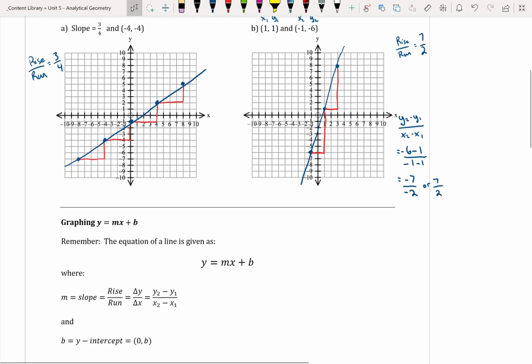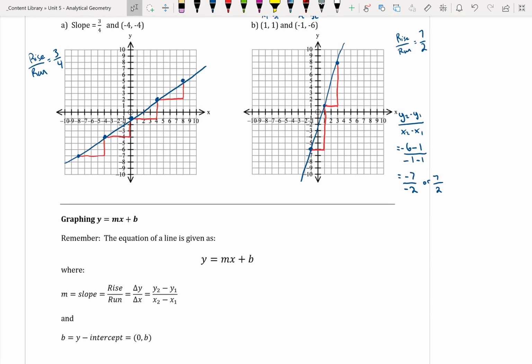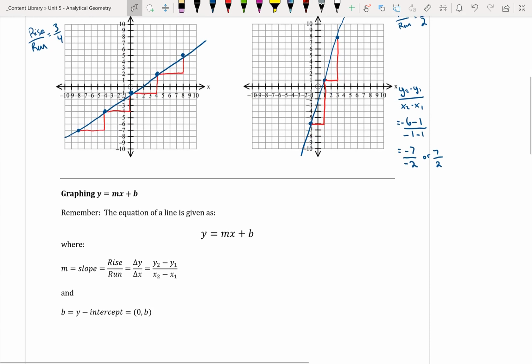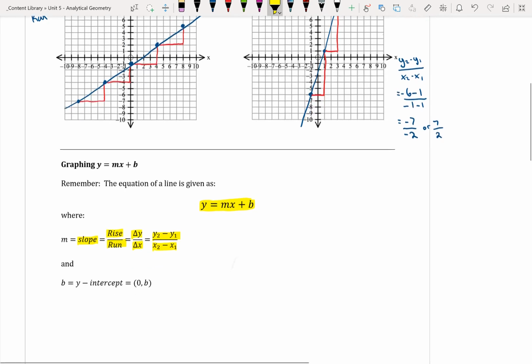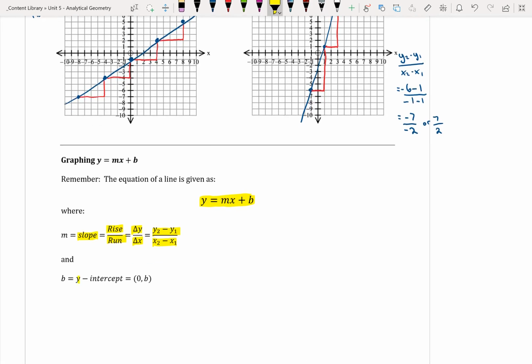So what we're looking at today is graphing given the equation y equals mx plus b. So just to remember, this is our equation of a line, y equals mx plus b, where m is our slope, or rise over run, or change in y over change in x, or y2 minus y1 over x2 minus x1. Our b is our y-intercept, also known as a point 0 and then whatever the b value is. Again, because it's crossing the y-axis.